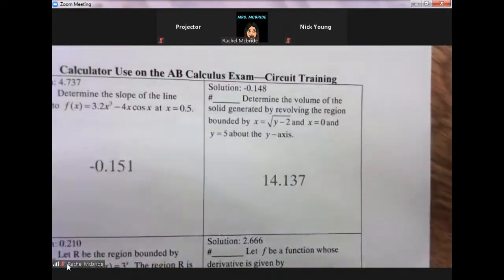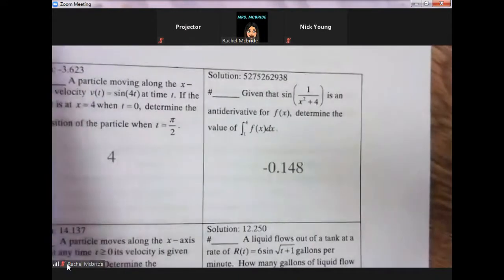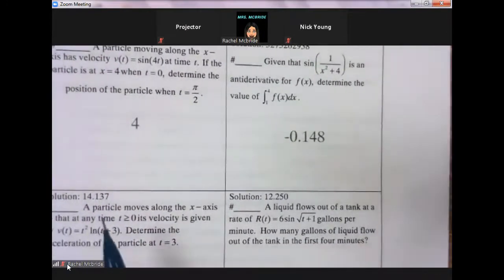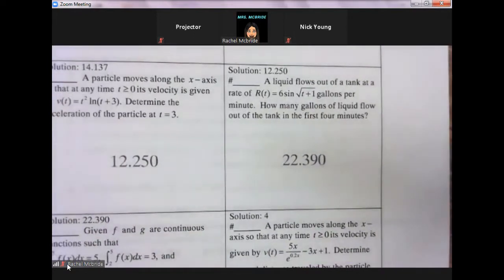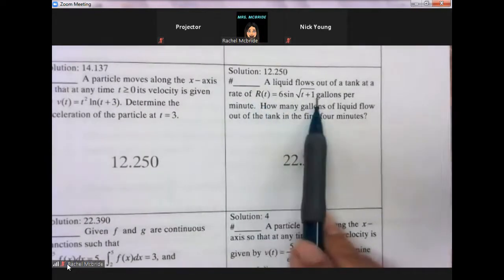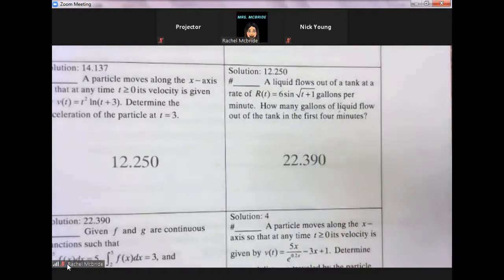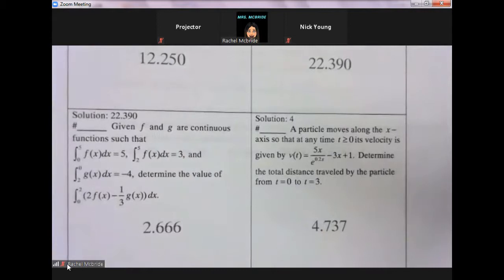Okay? And then on the second page, top answers go 4 and negative 0.148. And then 12.25 and 22.3. So again, this gives you a rate. So to find gallons, you had to integrate. You integrate a rate. And then we had 2.6 repeating and 4.737.